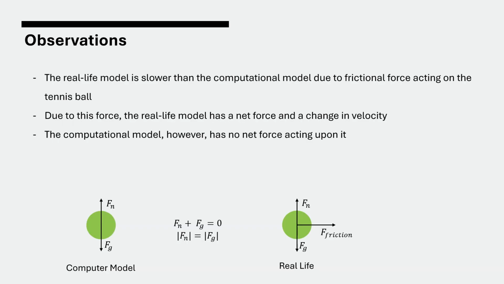Here are some of the observations I made, very similar to what I said in the last slide: the real-life model is slower than the computational model due to the frictional force acting against the tennis ball. Due to this force, the real-life model has a net force and a change in velocity and acceleration. The computer model does not have a net force acting upon the tennis ball, so it does not have a change in velocity. Underneath, I have some force diagrams with the computational model with normal force and gravitational force, and then the real-life model, which includes the force of friction acting against the motion of the ball.